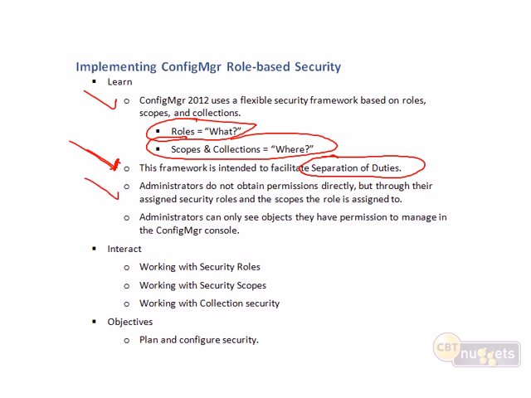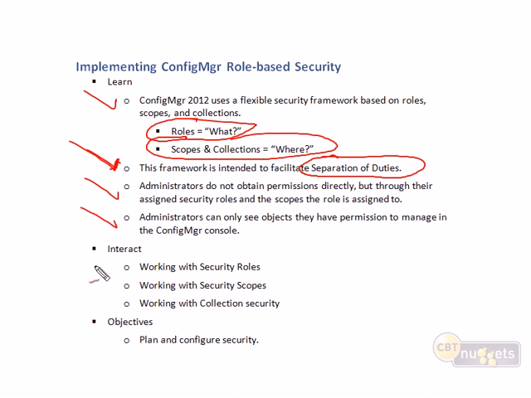Now, in 2012, your administrators do not actually obtain their permissions directly. They get their permissions through their assigned security roles. So what are they allowed to do? And then the scopes and collections the role is assigned to. The what and where. And interestingly enough, Config Manager still follows access-based enumeration in that different people are only going to be able to see the objects that they have permission to manage in the Config Manager console. So if you remove something, they can't see it, and it won't be there distracting them all the time.